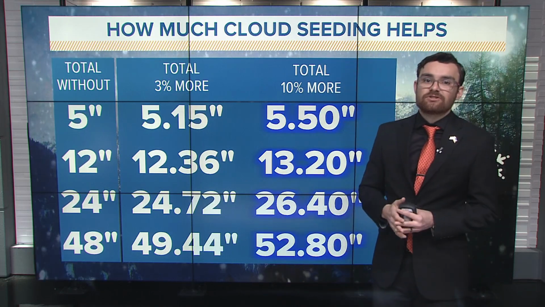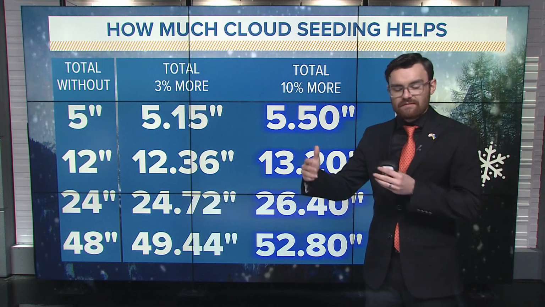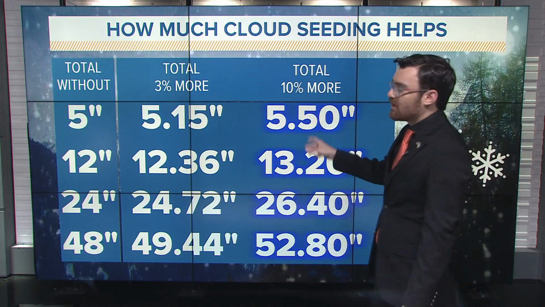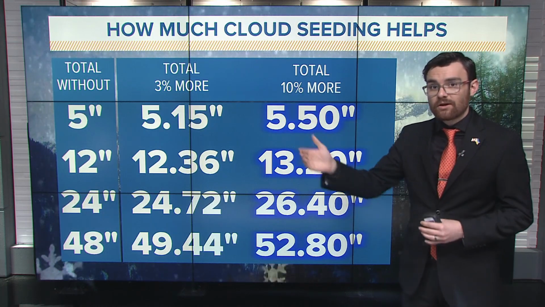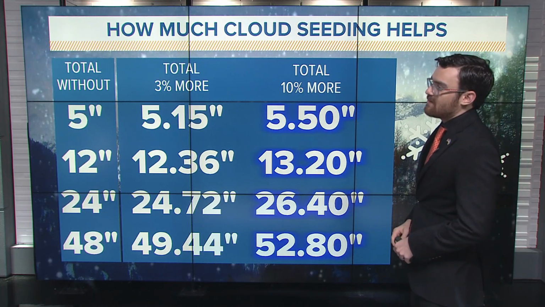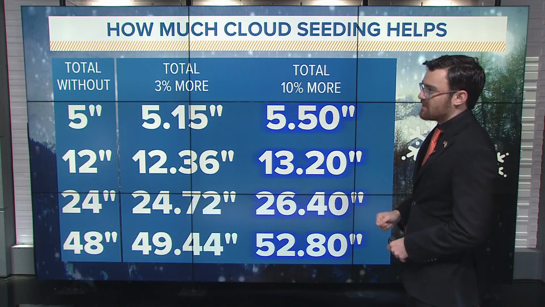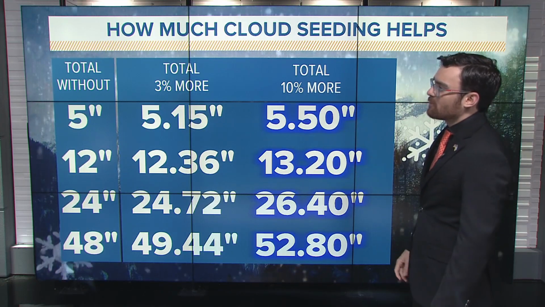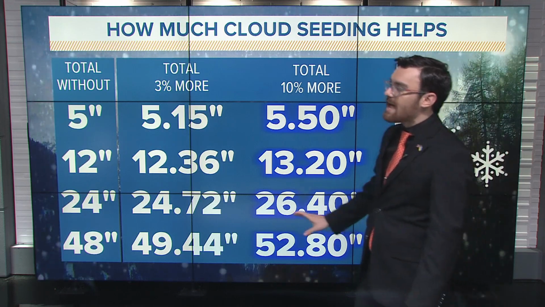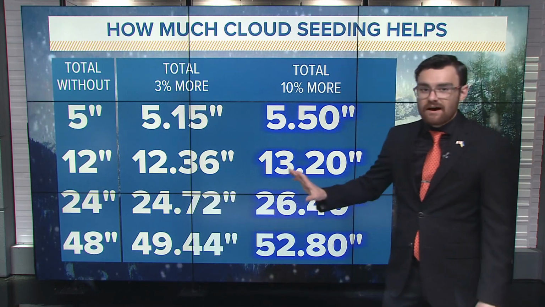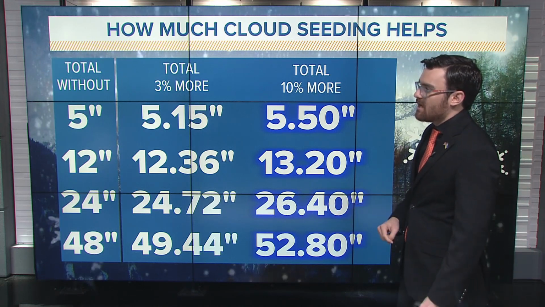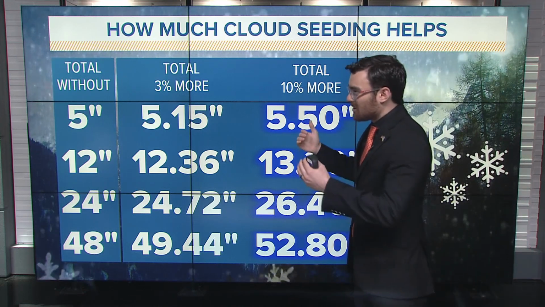So say we get 5 inches of snow without cloud seeding, something that we might see with this incoming winter storm. Well, on a good day, if we were to cloud seed that storm, not saying we would, maybe we end up getting 5.5 inches of snow. That would be 10% more. If we see a foot of snow, 12 inches, on a good day that would give us about 13.2 inches of snow. If we get 48 inches of snow without cloud seeding, on a good day with cloud seeding, that 10% more would bring us to almost 53 inches of snow. It is not a lot of difference. Now, every little bit helps, of course.